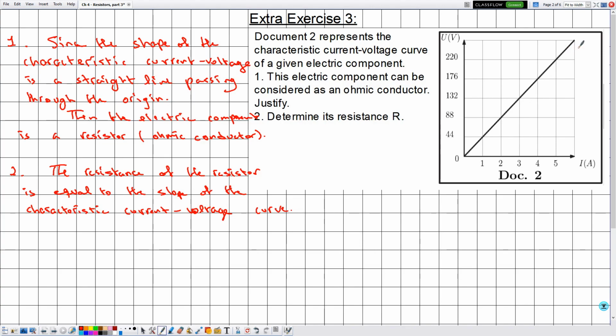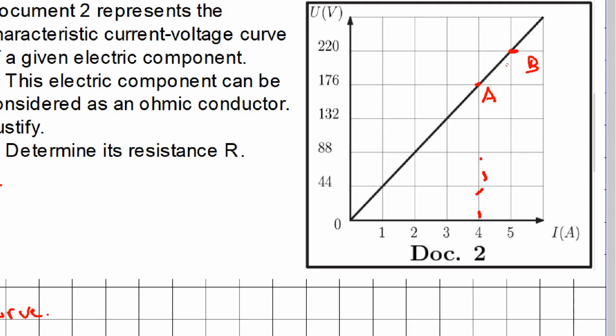Then the next step is to choose any 2 points belonging to this curve. For example, let's choose this is the point A and this is the point B. Now let's locate the coordinates of the points A and B. The point A has a value of electric current given by 4 amperes and of voltage 176.